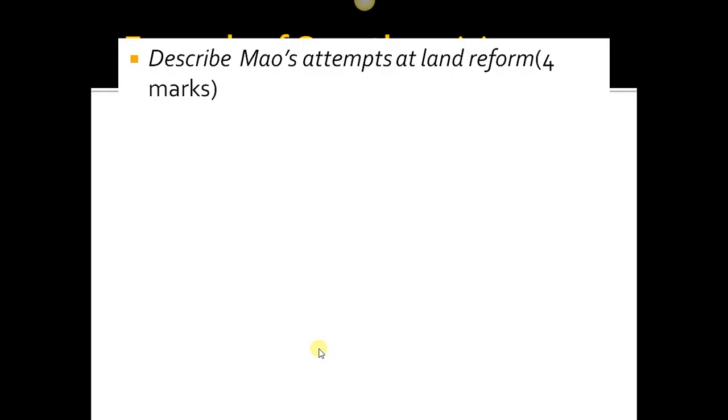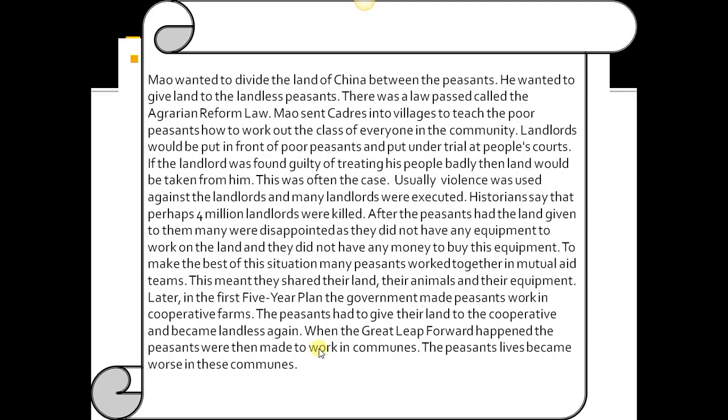As I said, I took this test myself. So I wrote that Mao wanted to divide the land of China between the peasants. He wanted to give land to the landless peasants. There was a law passed called the Agrarian Reform Law. Mao sent cadres into villages to teach the poor peasants how to work out the class of everyone in the community. Landlords would be put in front of poor peasants and put under trial at people's courts.